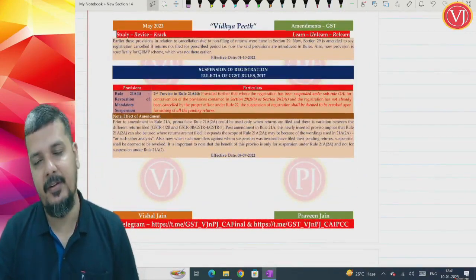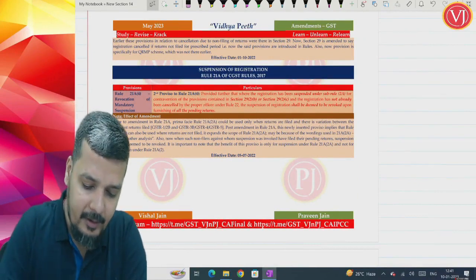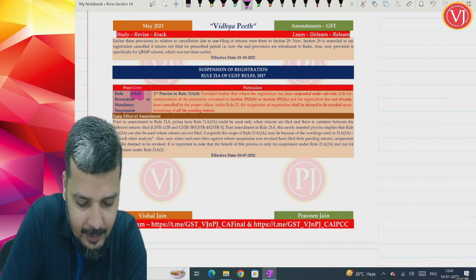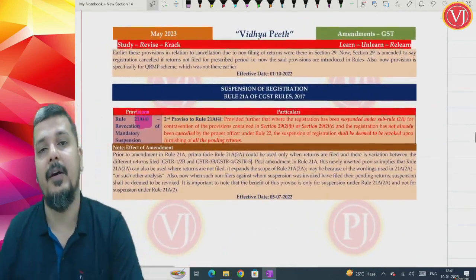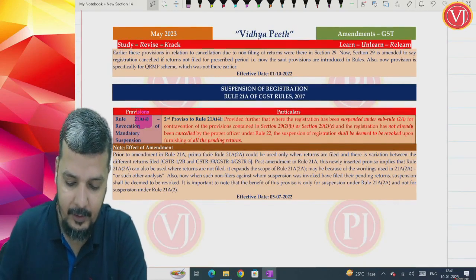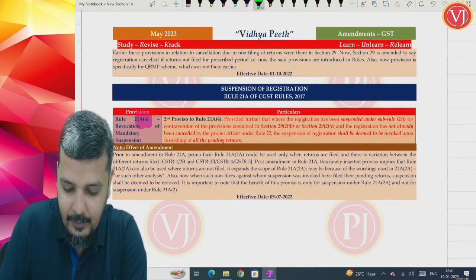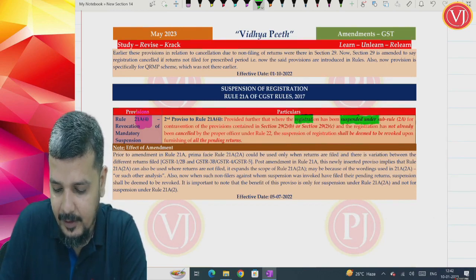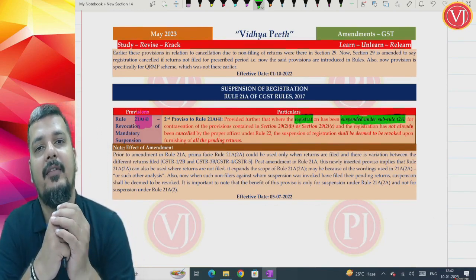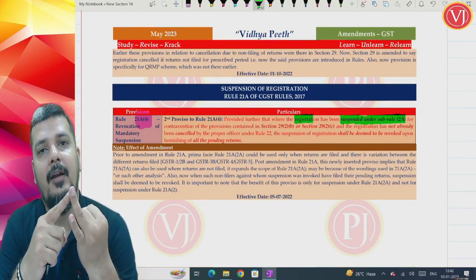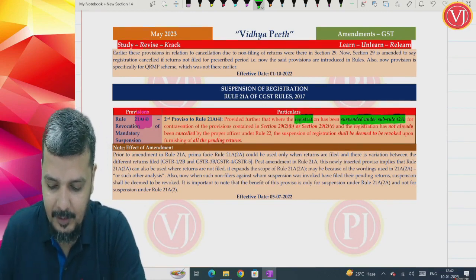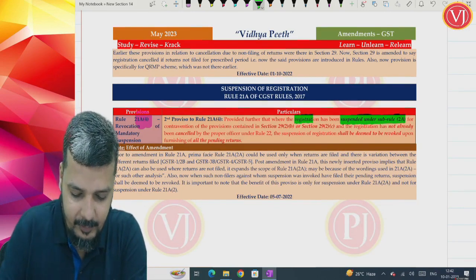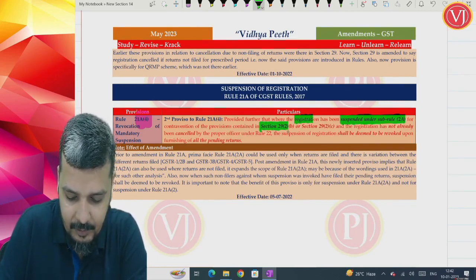Now there is another amendment which has come out in your suspension of registration, again the same provision, section 29, but this time read along with rule 21A. Now they have attached a proviso. What this proviso is trying to tell is about revocation of suspension. Let us see the amendment which has come out. Provided further that where the registration has been suspended under sub-rule 2A. When you talk about suspension, there are three categories: 21A(1), 21A(2), 21A(2A). So here you are talking about 21A(2A) because you have contravened the provisions of section 29(2)(b) or section 29(2)(c). Now what is this section 29(2)(b) or 2(c)?